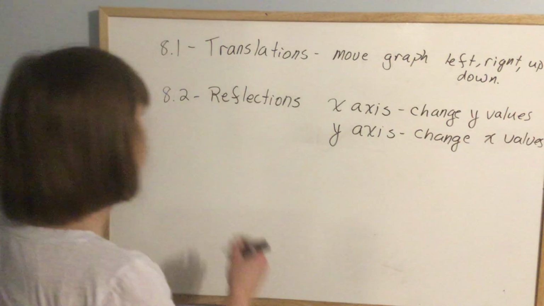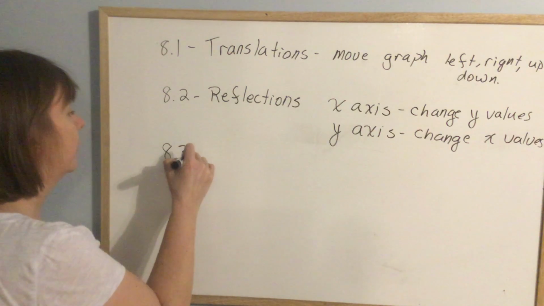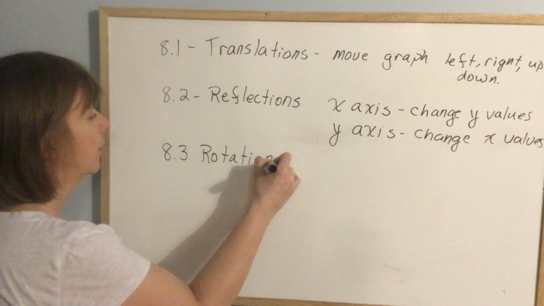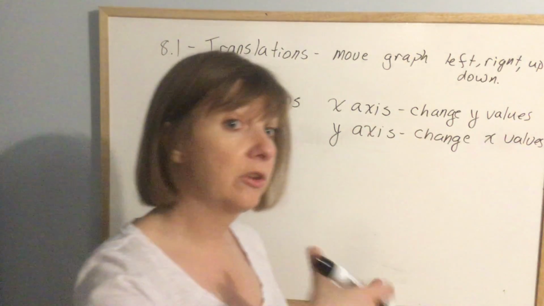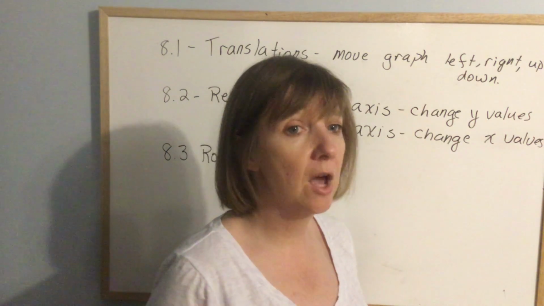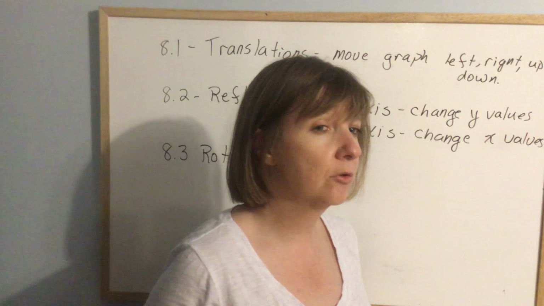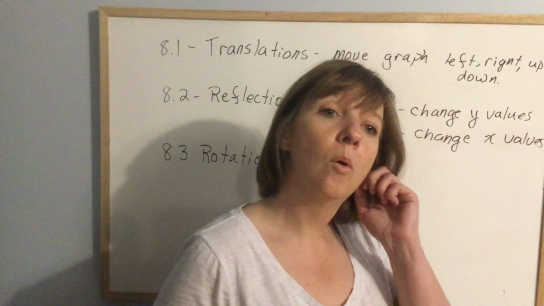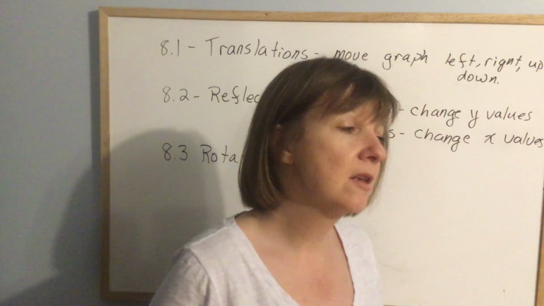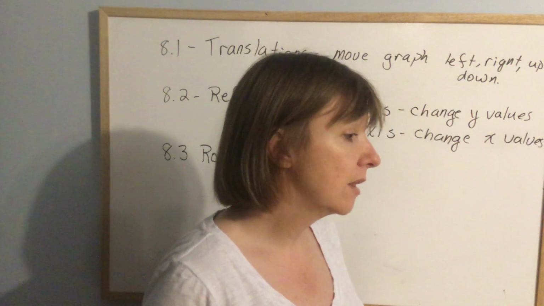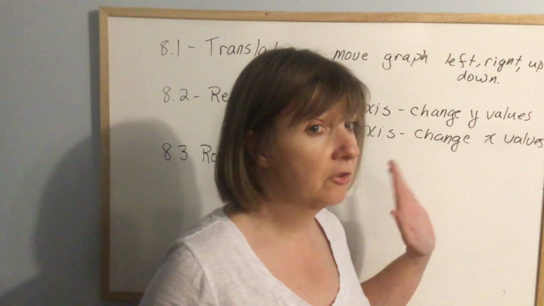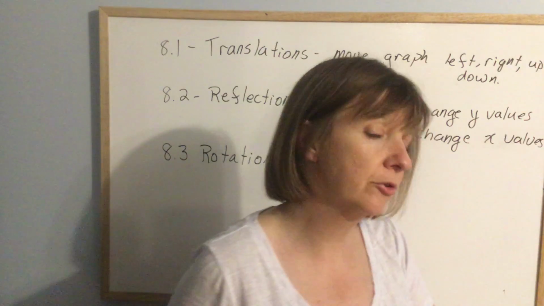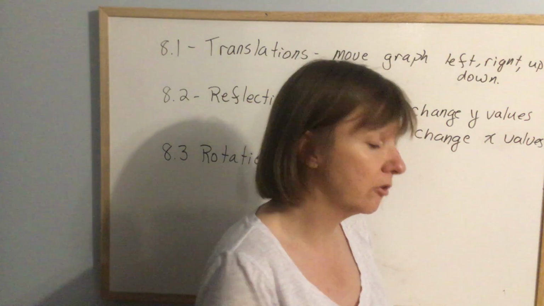Then we get to rotations. 8.3 is rotations. This is where we dealt with actually turning the graph 90 degrees, 180 degrees, 270 degrees, and it could be clockwise or counterclockwise. That is the one, honestly, that I struggle with, and traditionally it is the one that more people struggle with than any other section in this chapter.